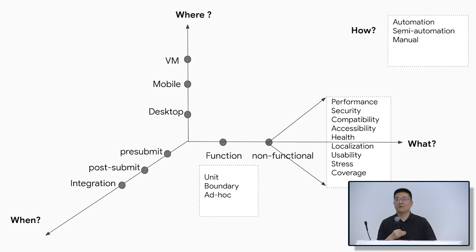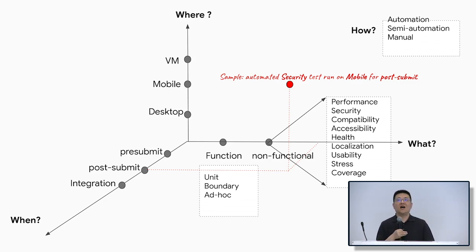How: it could be automation, semi-automation, or manual. So anytime your partner, your clients, or your peers ask you, hey, can you run your test? You need to think about it, not just say I have a test. You need to think about the combination of these points. I'll give a simple example: this is an automated security test run on mobile for post-submit. There are lots of dimensions you can think about; I just put four dimensions here. So anytime you're running tests, you need to think about whether this code works or behaves as intended on GPU-specific hardware.